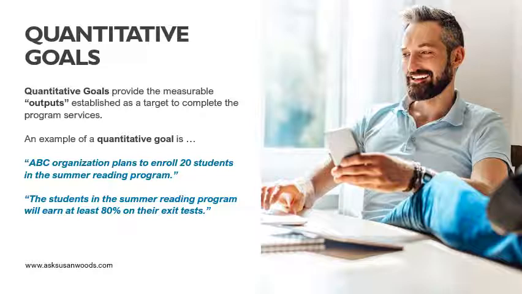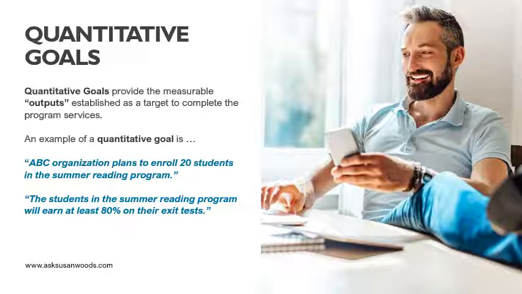Some people make the mistake of believing that if you say you're going to achieve a lot, or if you set your goals at 500 students in a summer program, that looks better. No, it looks worse, because it says that you are not in a good position to write quantitative goals accurately.